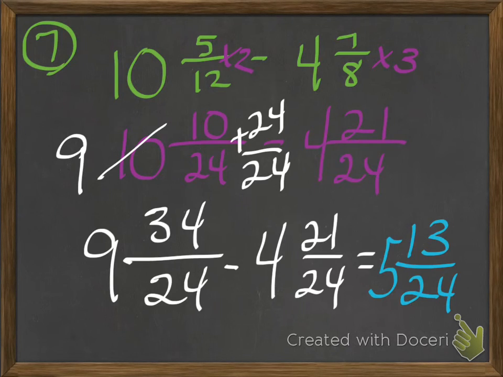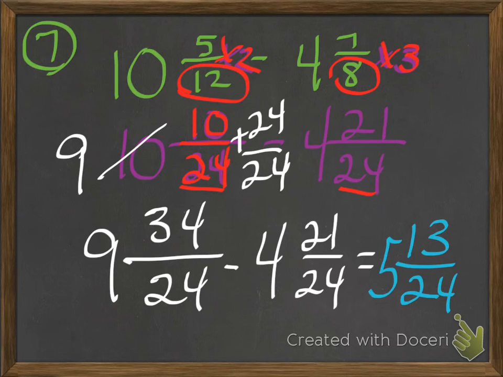Okay, so first thing I did was change the 12 and the 8 to 24 because that is the least common denominator for both of them. And then to get from 12 to 24, I had to multiply times 2. Whatever I do to the bottom, I do to the top. So I got 10/24. And then to get from 8 to 24, I have to multiply times 3. So whatever I do to the bottom, I have to do to the top. So I did 7 times 3, and I got 21/24. Then I just plopped on the whole numbers, 10 and 4.